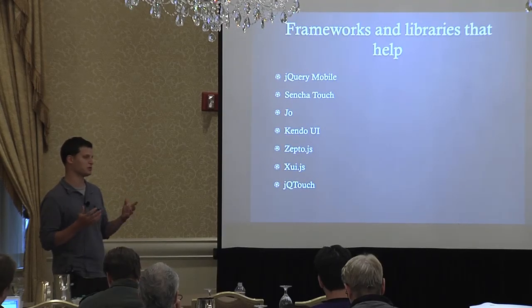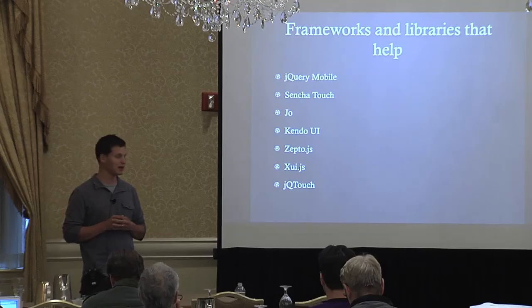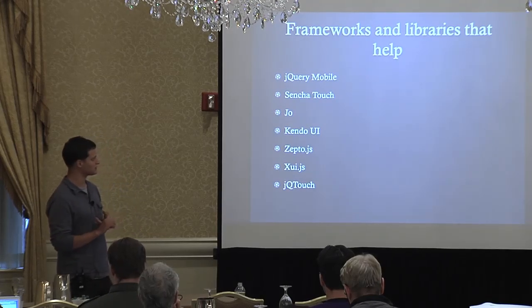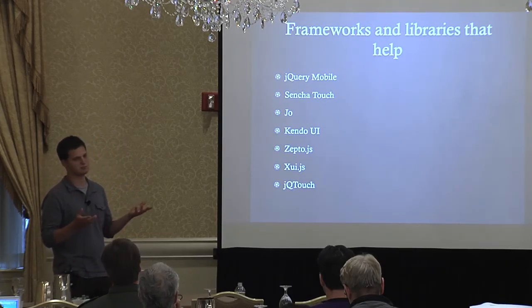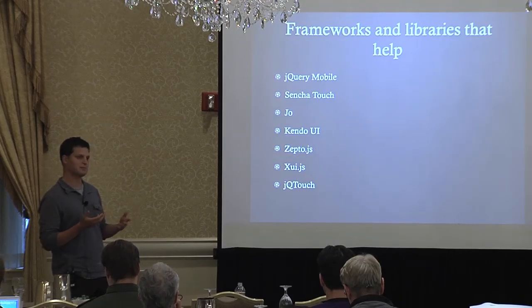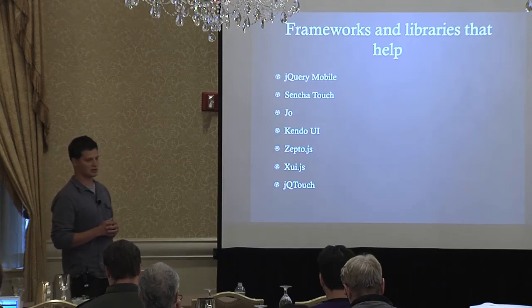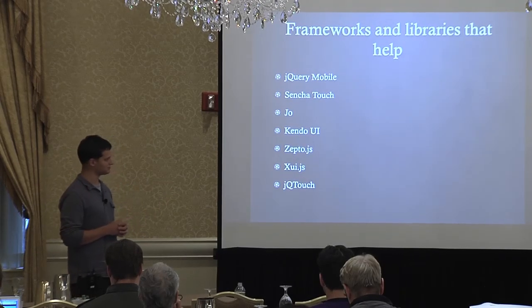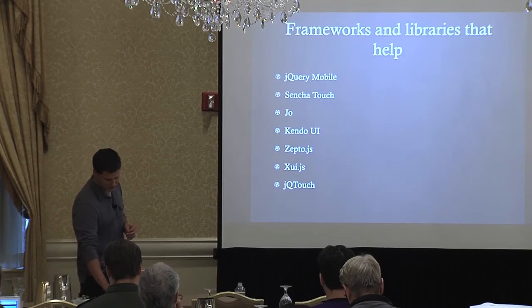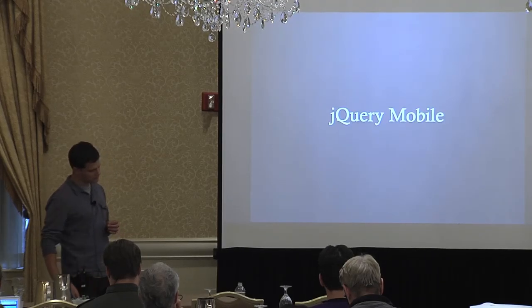In my opinion, I think there's really 3 things that are leading this pack. I think jQuery Mobile, Sencha Touch, and then what people call micro frameworks, and just kind of piecing it together, are the 3 best solutions, but Joe and Kendo UI, who knows, maybe they'll take off, so we'll see. I'm going to dive a little bit deeper into jQuery Mobile.